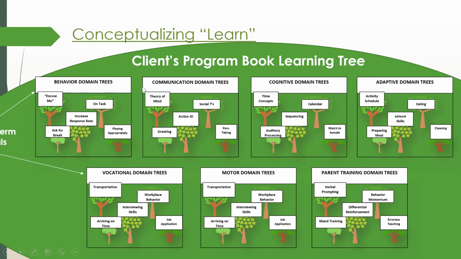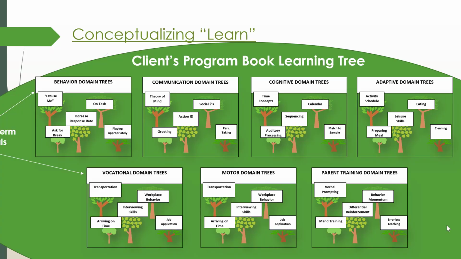Bear with me here as I continue to explain the conceptualization of the learning tree program book. Then we would have another domain like communication, and the domains will depend upon the funding source that your client has. For example, most funding sources will have these 6 domains plus parent training. Others like Kaiser will have fewer domains, but all of the programs you'll be able to find within those domains.